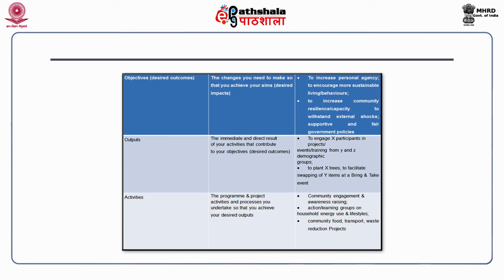Now, to achieve these outputs, what are the activities that we need? The example is, for this particular aim, the activities required would be awareness raising, learning groups of household energy uses, lifestyles, community, food, transportation, sharing and reduction of waste.